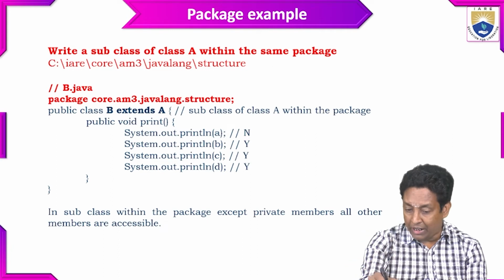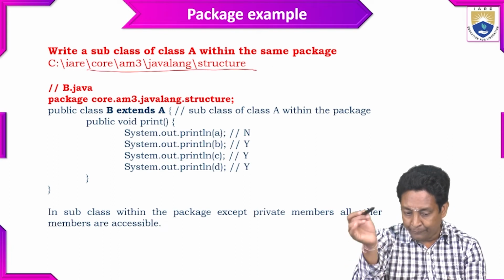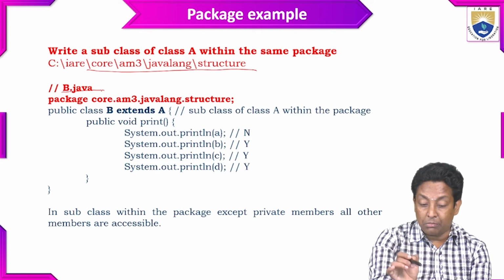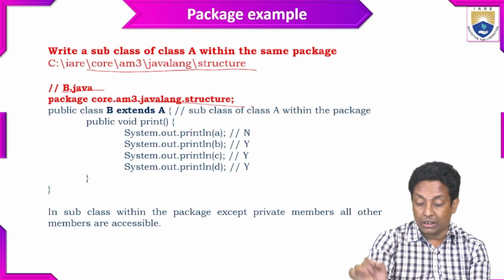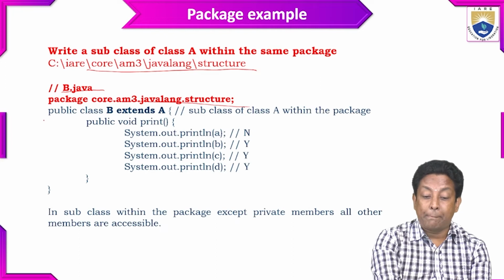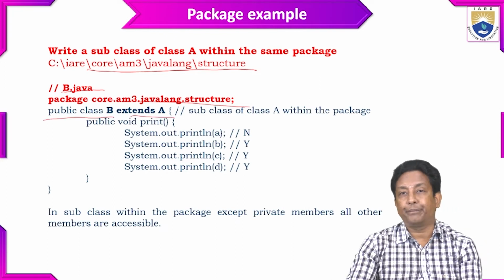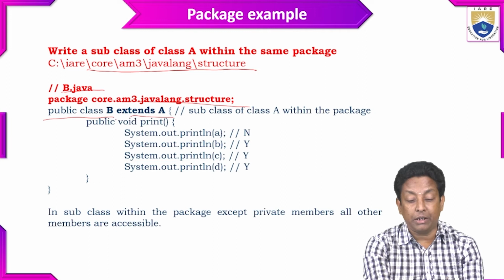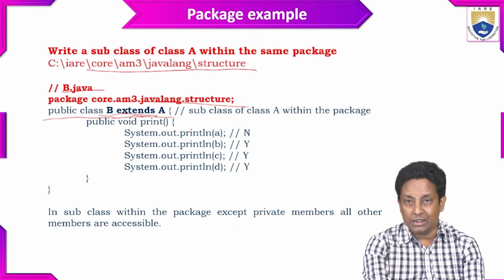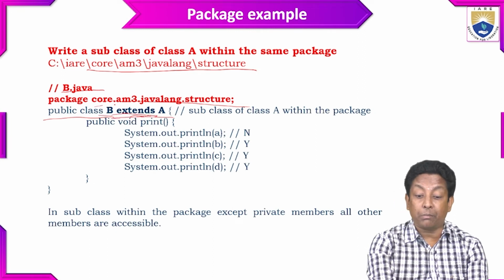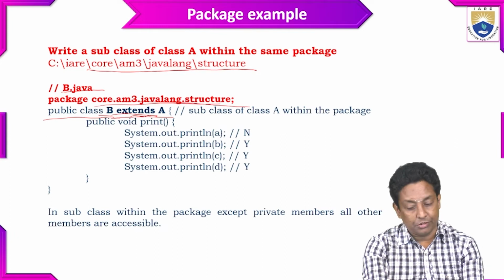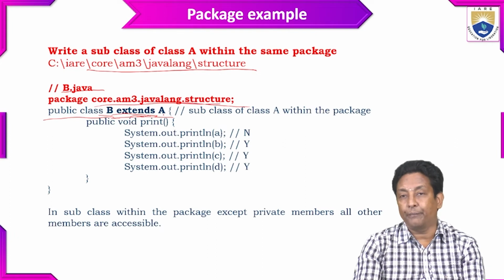In the same package, I'm writing one more class called B.java. Same package declaration. Public class B extends A. B and A both are in the same directory, and both have the same package declaration also. So now B can be derived from A.